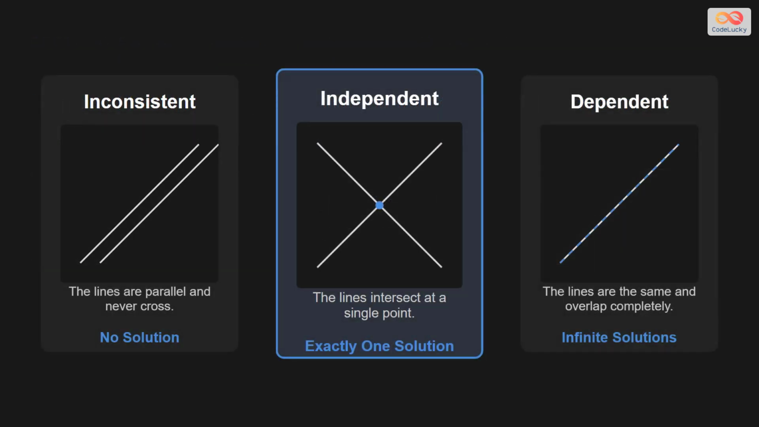In linear algebra, systems of equations can be inconsistent, with no solution, dependent with infinite solutions, or independent with exactly one solution. Our focus today is on these independent systems, where the lines meet at one specific point.